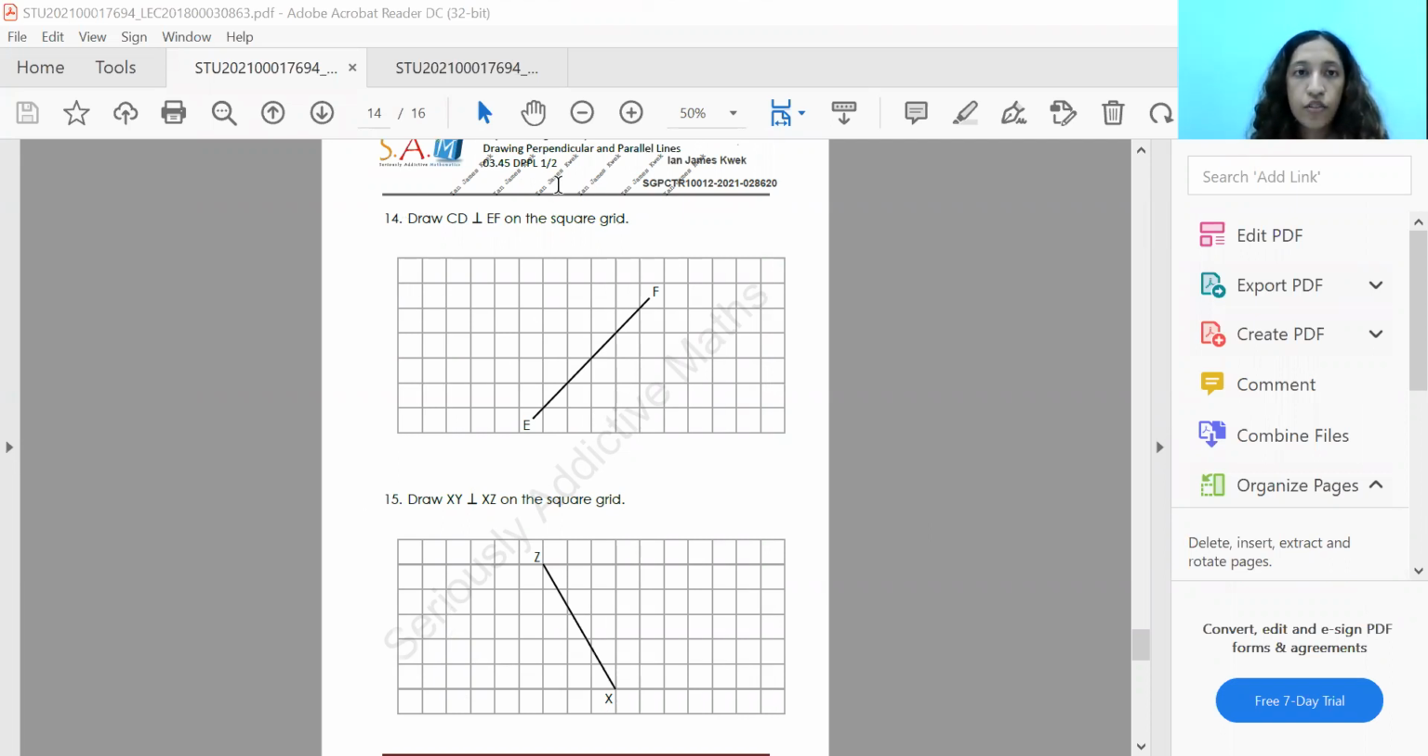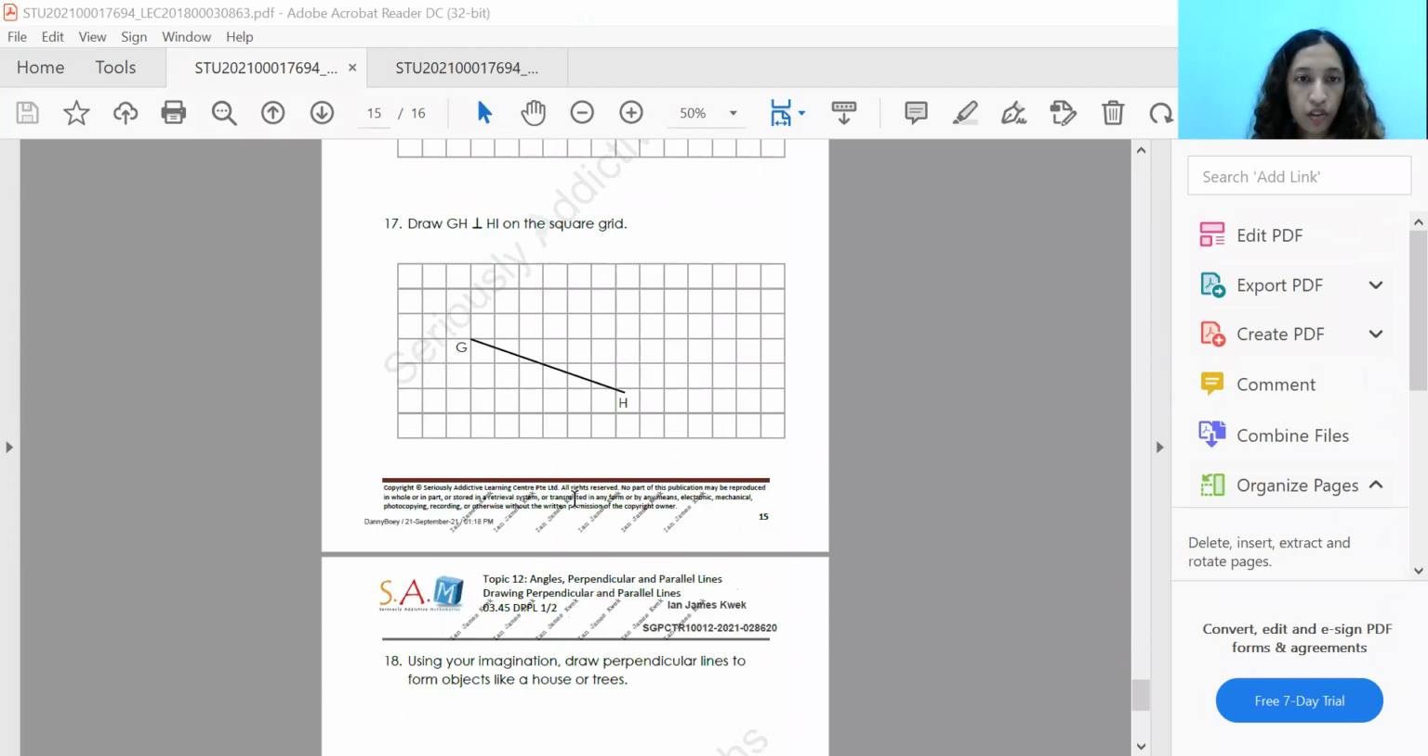Okay, let's go through. Draw CD perpendicular to EF. So CD, draw a straight line using your ruler. There we go. So we label them C, D. And what about this? Draw XY perpendicular to XZ. So XY perpendicular to XZ, I will draw it over here. Okay, we cannot draw this in the middle because point X is over here. So we draw it like that, okay? There we go. Label it X, Y. Okay, great.